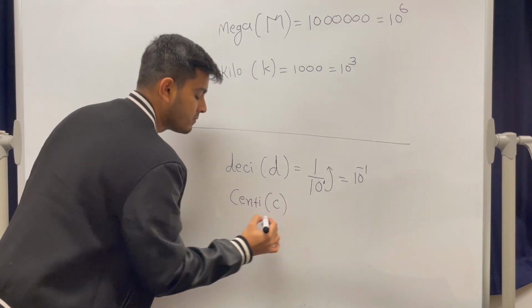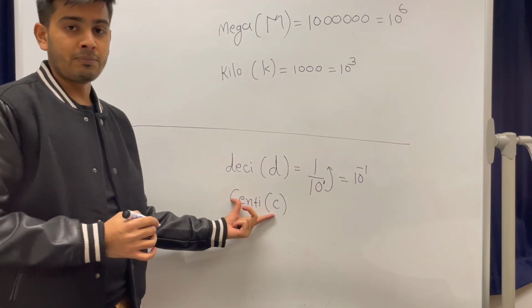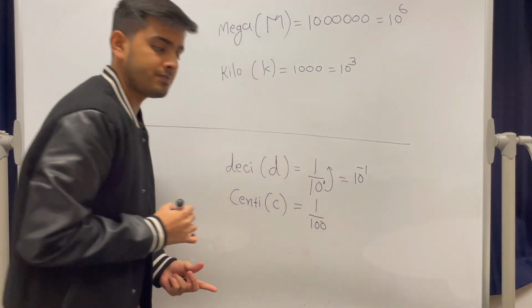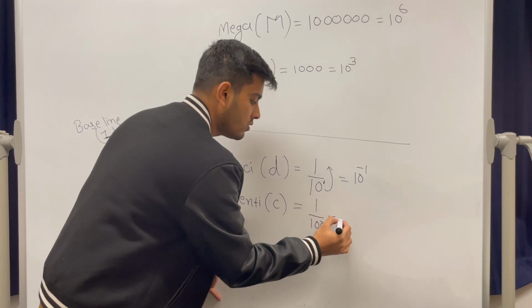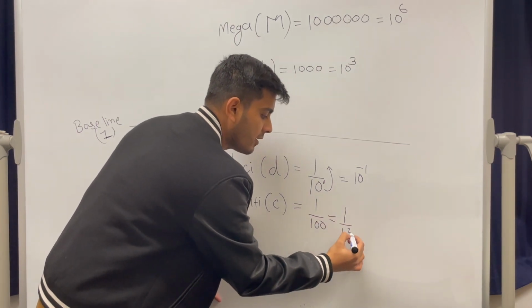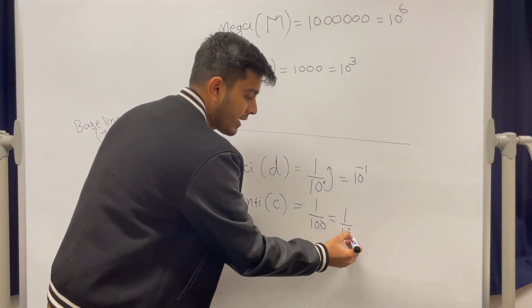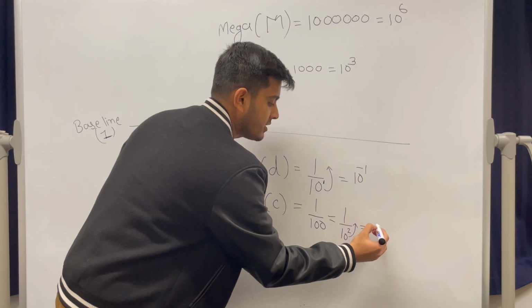Then we have centi. Centi is small c, the 100th part of the baseline. So we can write it as 1 upon 100. And 100 can be written as 10 power 2. Why? Because there are 2 zeros over here. Now if we bring this 10 power 2 to the numerator, it will become 10 power -2.